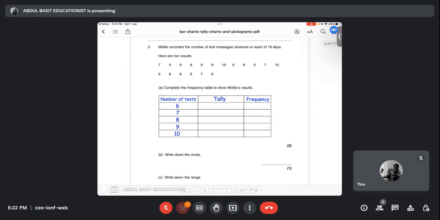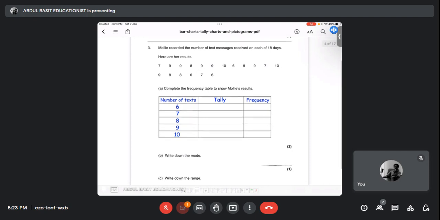Okay. Now look at this, please. Molly recorded the number of text messages received on 18 days. So here are her results. So it means that the frequency total would be 18.